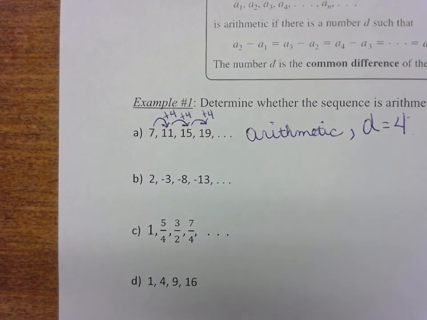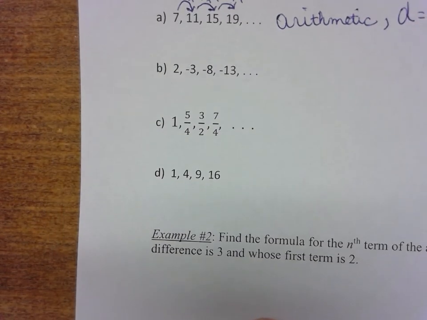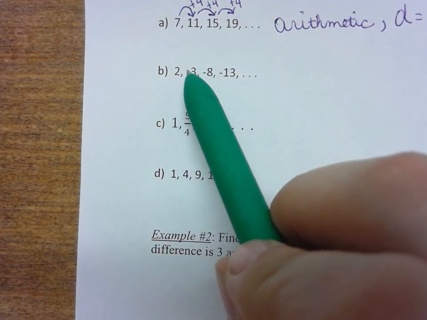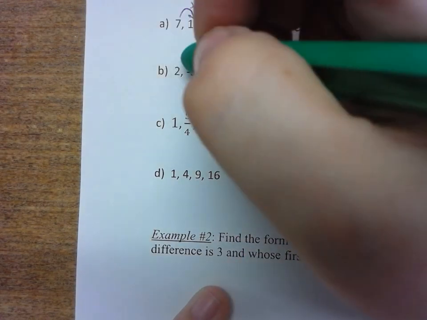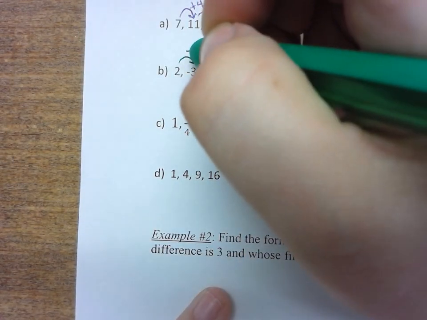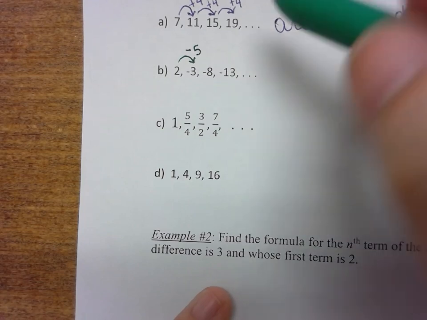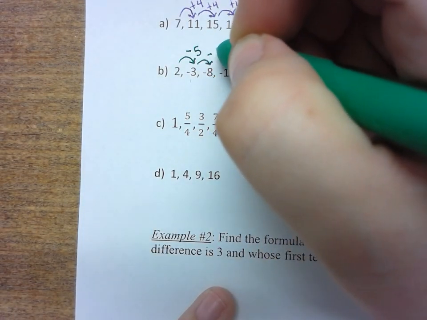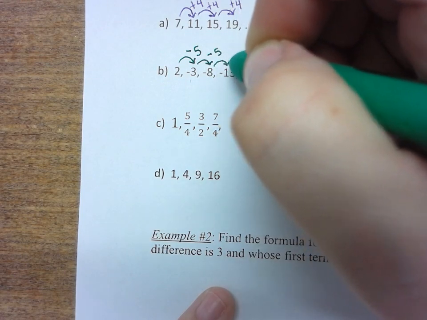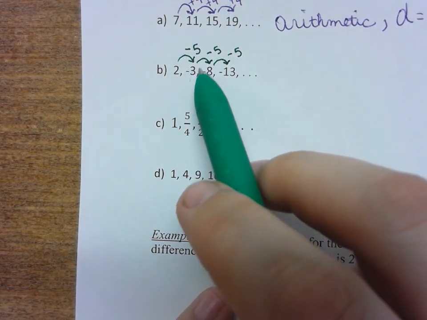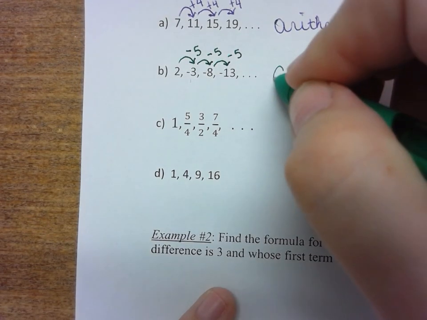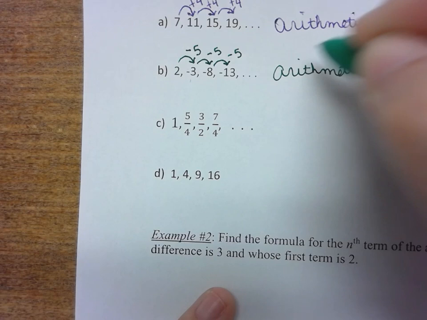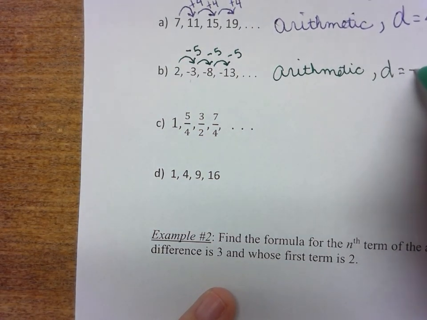All right, let's go to the next one. This here, what would we need to do to 2 to get to -3? Well, we would need to subtract 5. All right, and from -3 to -8, that is also subtracting 5. And finally, this one is subtracting 5. Since we are subtracting by exactly the same number each time, this is arithmetic with a common difference of -5.